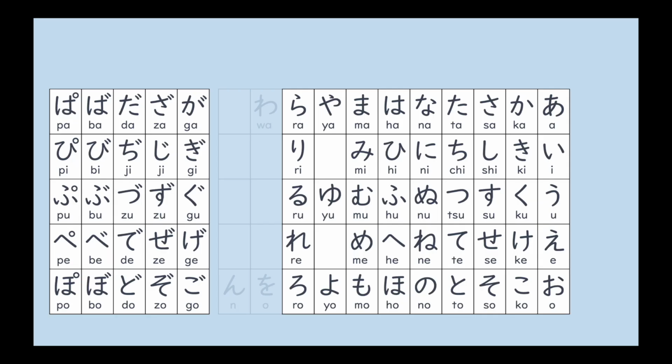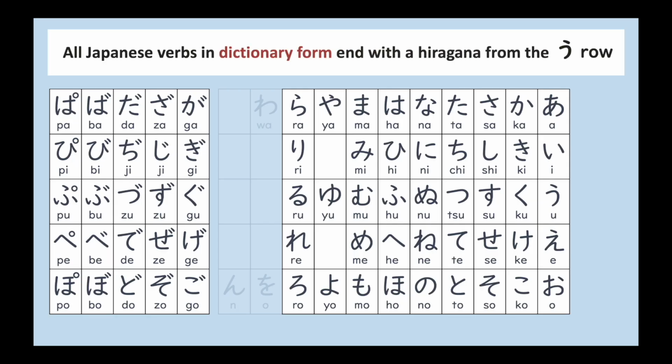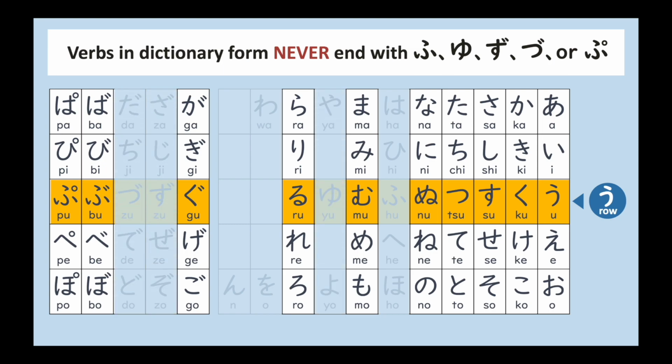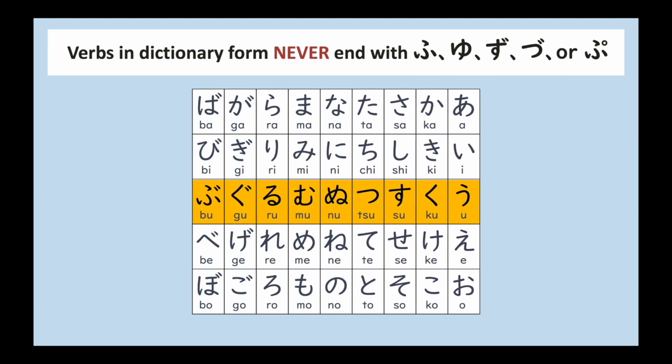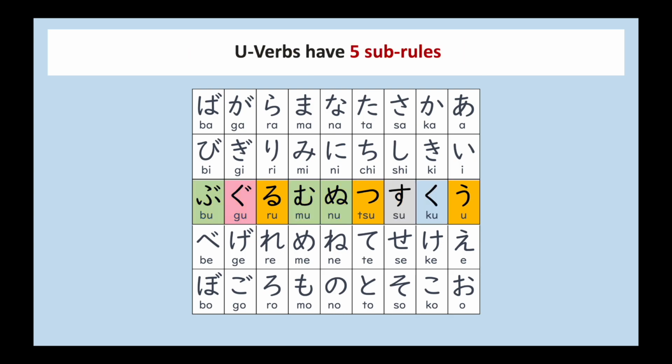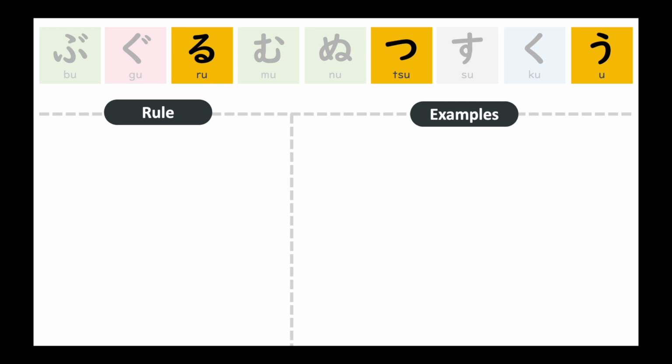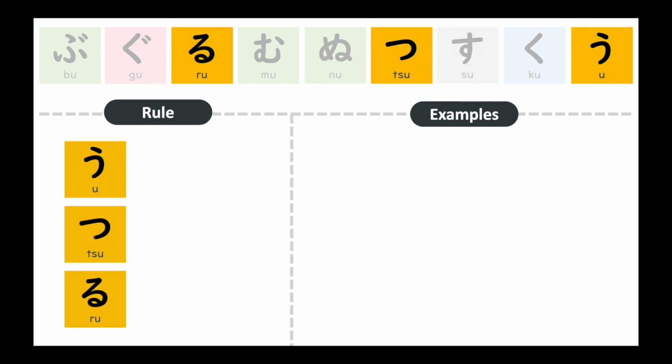First of all, remember that all Japanese verbs in dictionary form end with a hiragana from the U row. It's also good to know that verbs in dictionary form never end with hu, yu, zu, another zu, or pu. So let's focus on these 9 verb endings. Te form conjugations for U-verbs have 5 sub-rules. The first sub-rule is for verbs ending with u, tsu, ru.